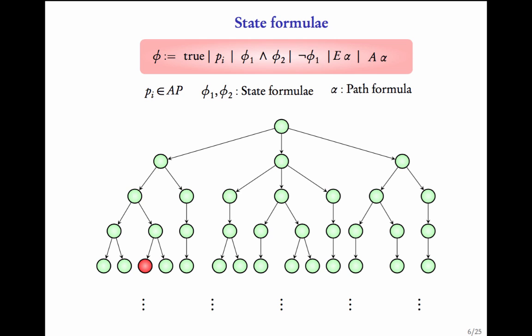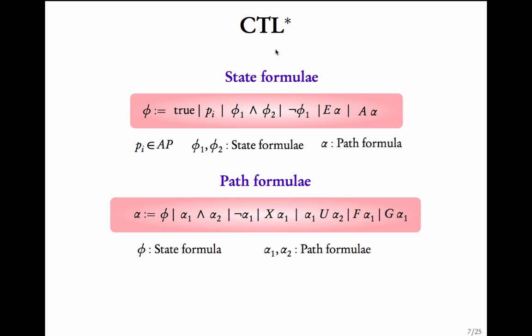So path formulae are the ones which involve the temporal operators X, U, F and G. And state formulae have this quantification over paths, E and A. This is called CTL Star. CTL Star is made up of state formulae as well as path formulae. This is a mutually recursive definition because alpha uses state formulae and state formulae use alpha again.